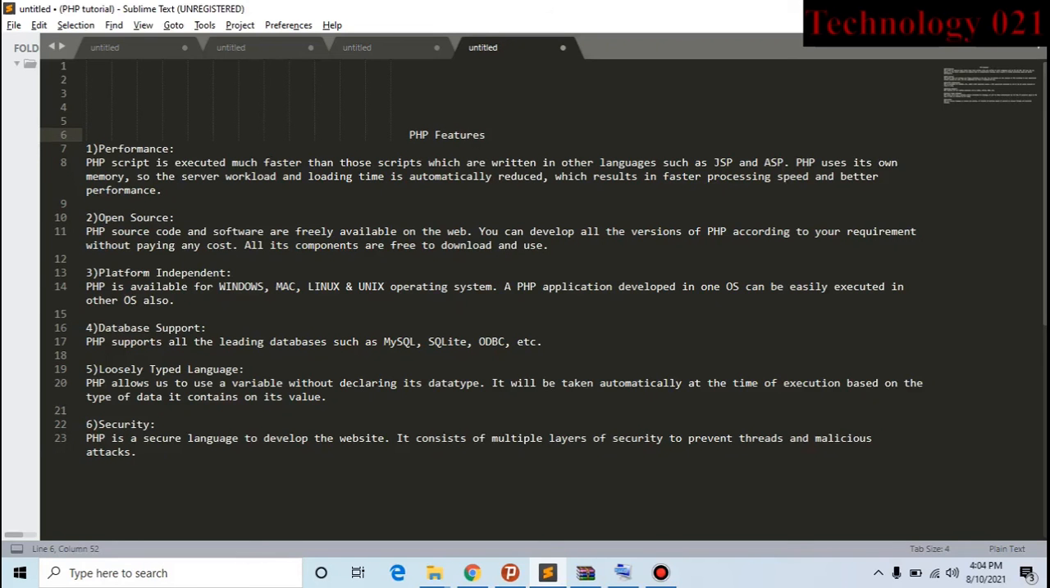The fourth important feature of PHP is database support. It supports all the leading databases such as MySQL, SQLite, ODBC, etc. The fifth important feature of PHP is that it is a loosely typed language. PHP allows us to use a variable without declaring its data type. It will be taken automatically at the time of execution based on the type of data its value contains.